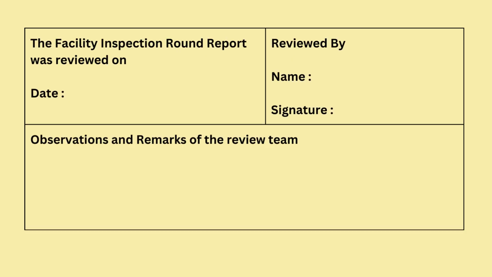These were just a few examples of parameters. Planning this checklist will take a lot of your time and effort. Once that is done, then at the end of the checklist, add a section for review of the report, date when the report was reviewed, name and signature of the person who reviewed it.